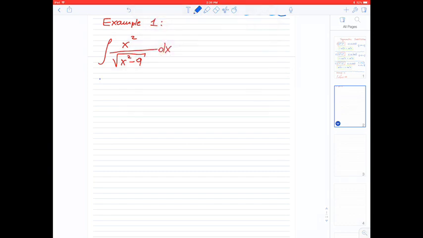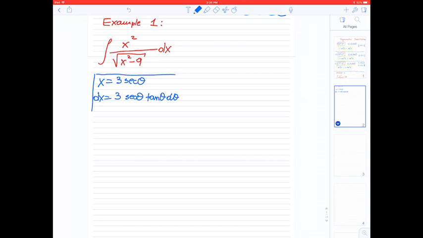I will let x be 3 sine theta. Oh, not sine, secant. Secant theta, because it's x squared minus a quantity. If this were 9 minus x squared, then it would be sine. That means I will rewrite my entire integral in terms of theta. I will need dx: the derivative of 3 secant theta is 3 secant theta tan theta d theta.